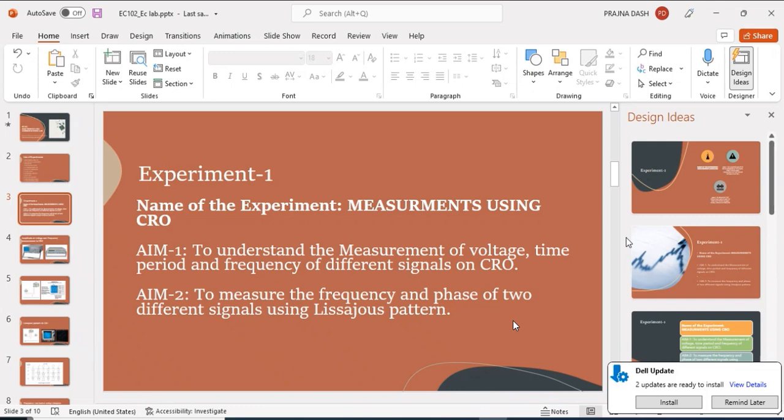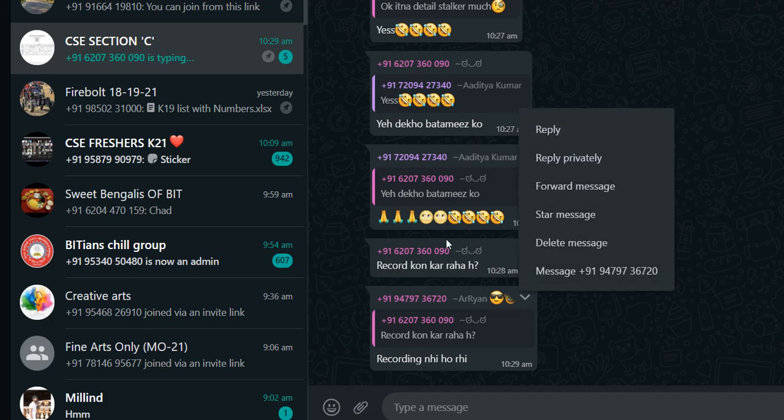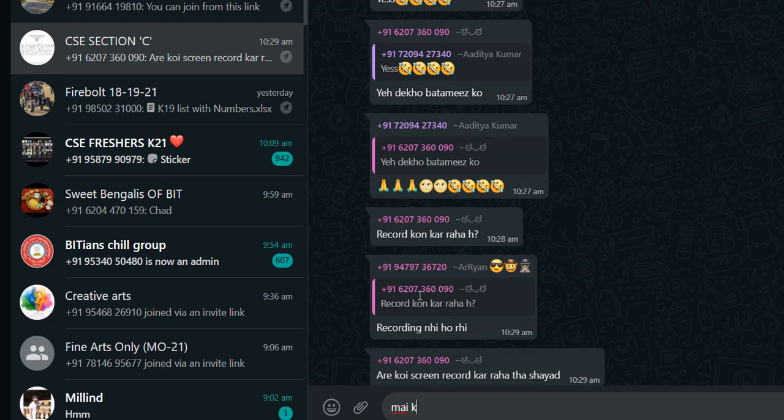That is also one application of CRO, where we can use the CRO to find the frequency of an unknown signal when the other signal is available whose frequency is known to you. So the unknown frequency can be calculated from the CRO. A pattern will be generated, called the Lissajous pattern, and using that pattern we can calculate the unknown frequency. Also, if two signals are available, we can measure the phase difference of those signals in the CRO. So you have to do these two parts in experiment number 1.